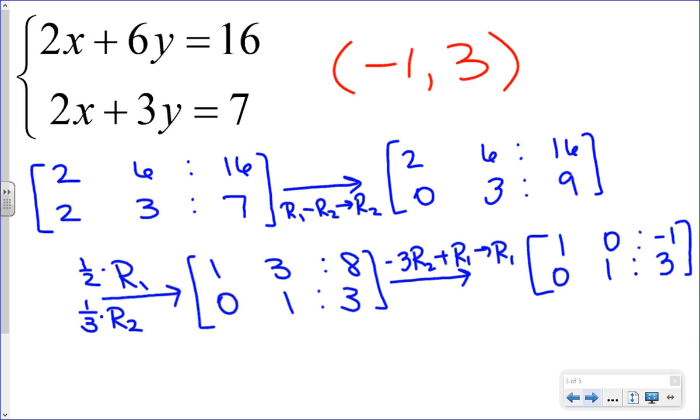And without any algebra, we know that our coordinate of intersection is (-1, 3). Pretty sweet, right? Okay, now, at the very least, you need to get to here. So you can say y equals 3, x plus 3y equals 8.